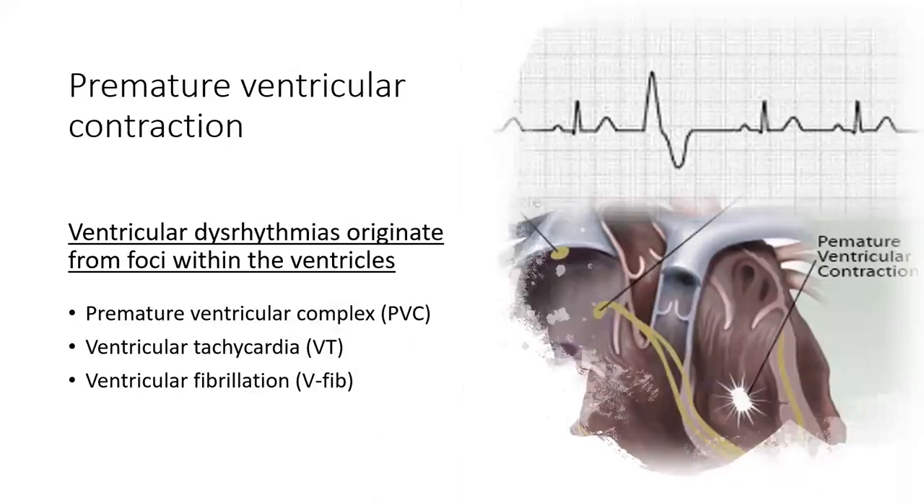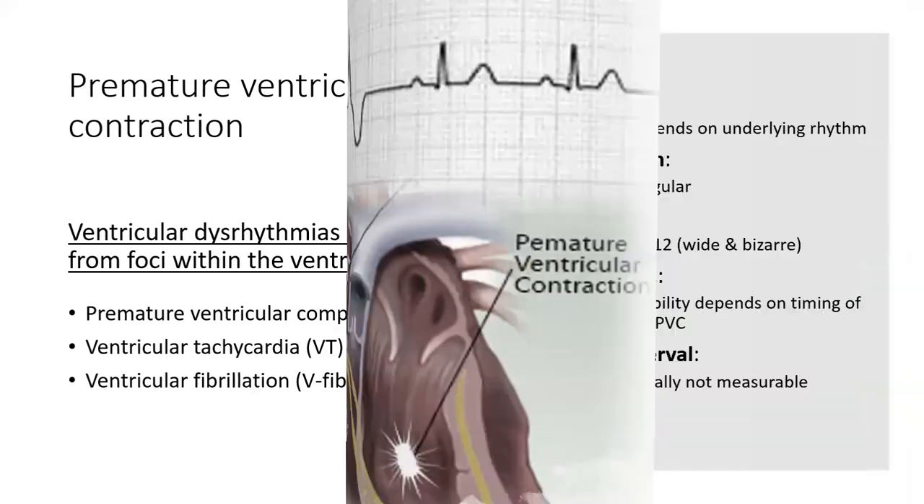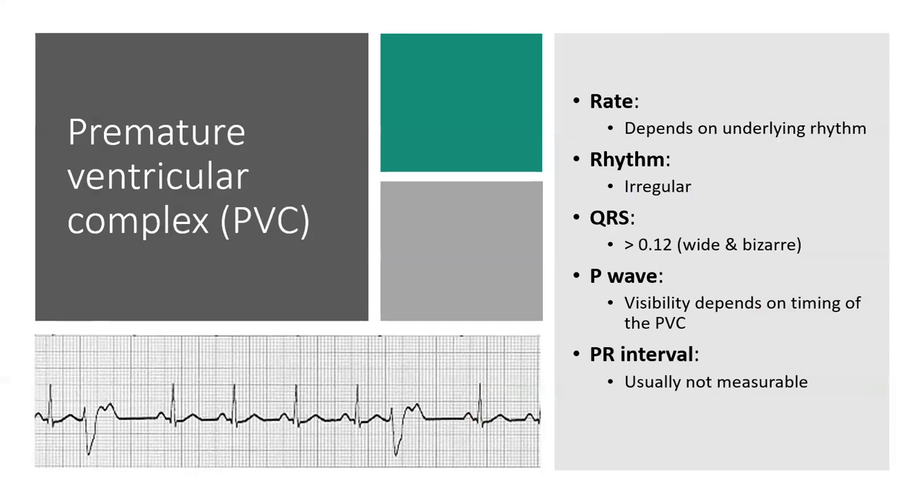Premature ventricular contractions: ventricular dysrhythmia originates from a focus within the ventricles. Premature ventricular complex, PVC, ventricular tachycardia, VT, ventricular fibrillation, VFib. All of it is originating from this ventricular side here. So the first one is our PVCs.